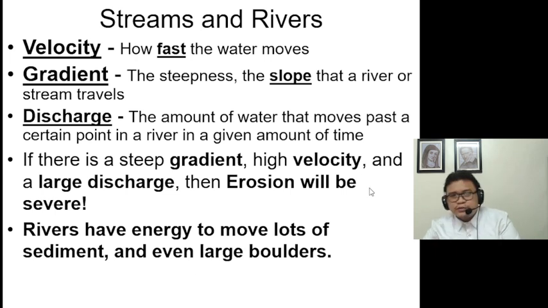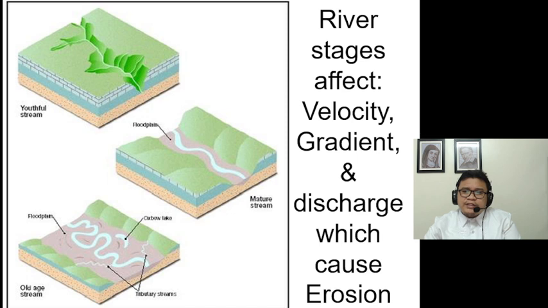Another thing that we should also discuss here is that river stages affect velocity, gradient, and discharge, which cause erosion. As you can see here, we can actually determine if a stream is young, mature, or old. If you look at the youthful stream, as you can see here, it is still so simple, right? Now, the mature stream: the more water that flows, the bigger the floodplains that it forms will also get.